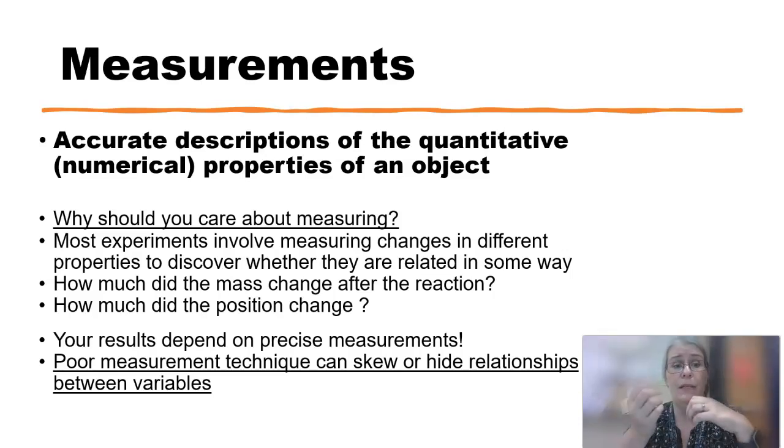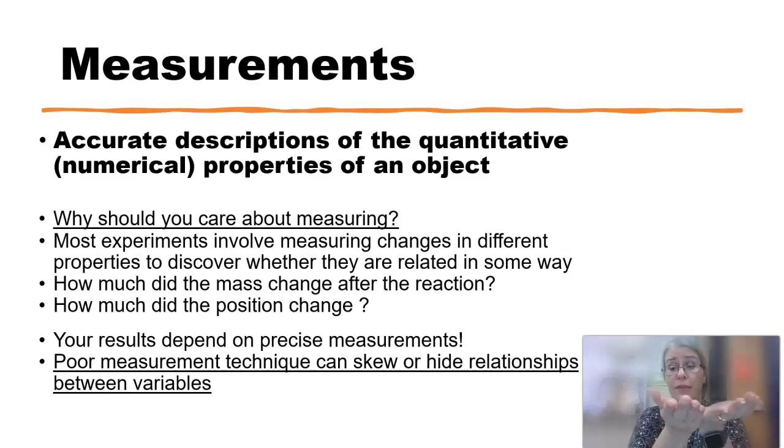So for example, we could do a reaction and say, how much does the mass change when I do this reaction? Or you could push something and say, how much did the position change when I put this amount of force on it? And if we don't use precise and accurate measurements, then we could actually not really be able to determine a relationship between those variables.